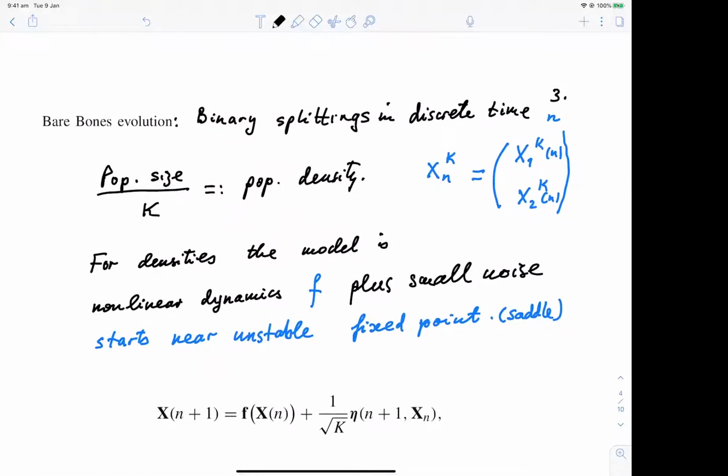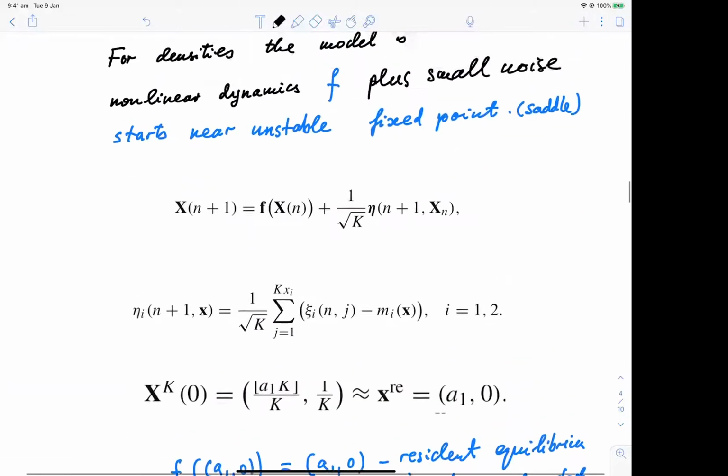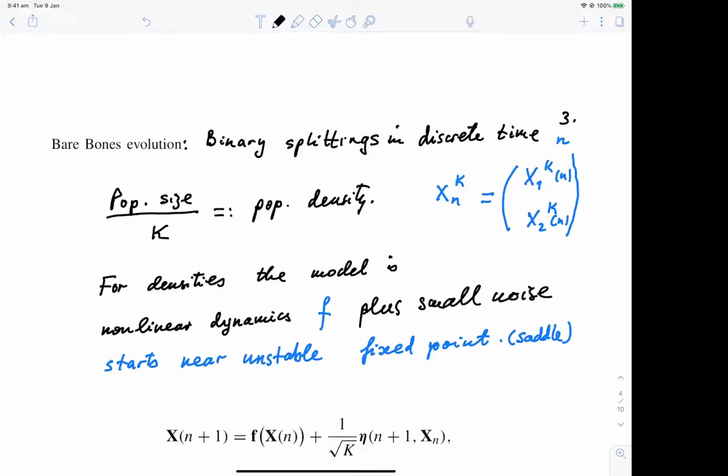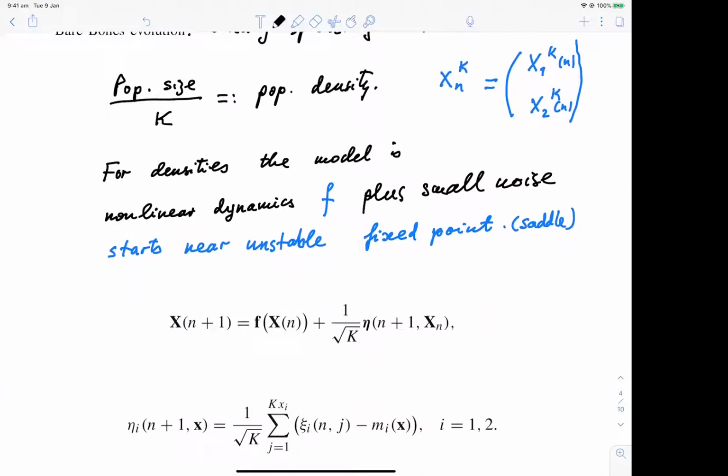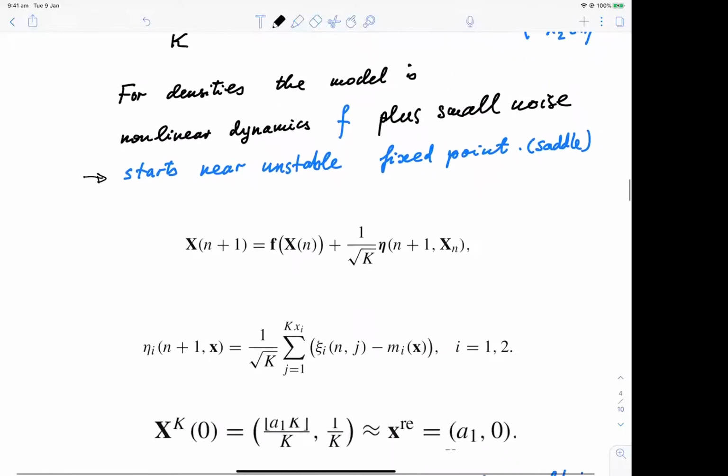We use a model for competition as a bare bones evolution model, which is competing binary splittings in discrete time. So the time is n. Instead of looking at the population size, we're looking at population density, which is population size divided by k, and we denote it by vector X_n^k, a two-dimensional vector that represents the host population and the mutant population. And it turns out that for densities, the model becomes nonlinear dynamics F, which is a two-dimensional dynamics, plus small noise. An important feature is that this dynamics starts near an unstable fixed point. That's a very important feature of the model that results in new effects.